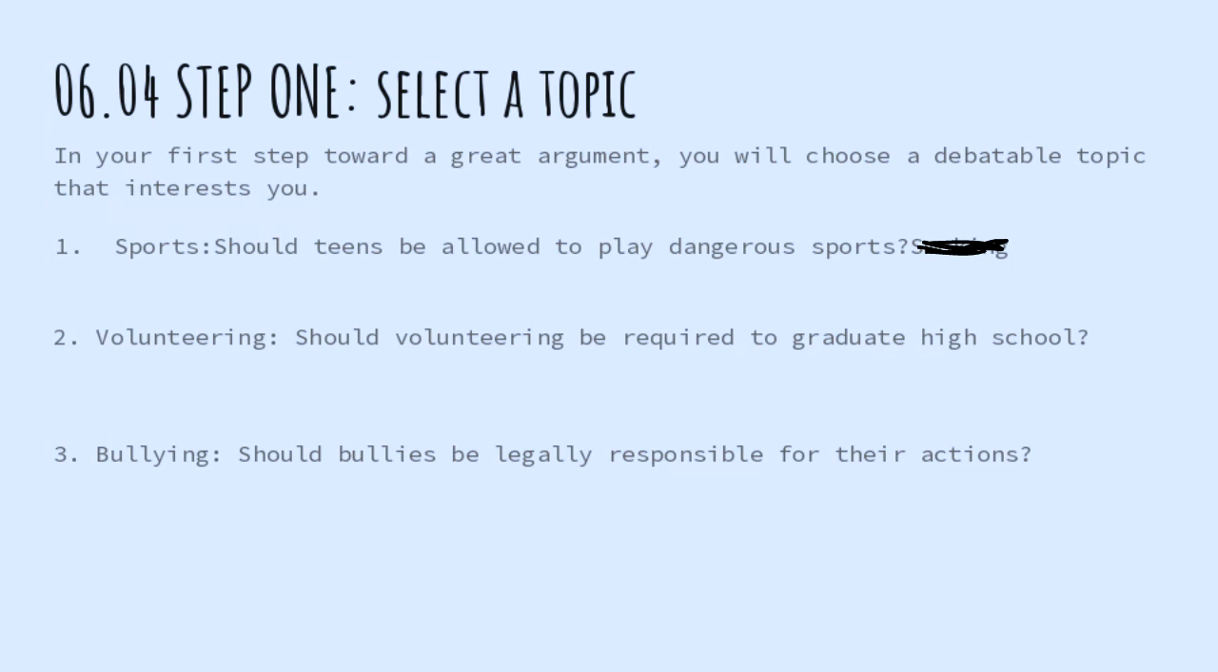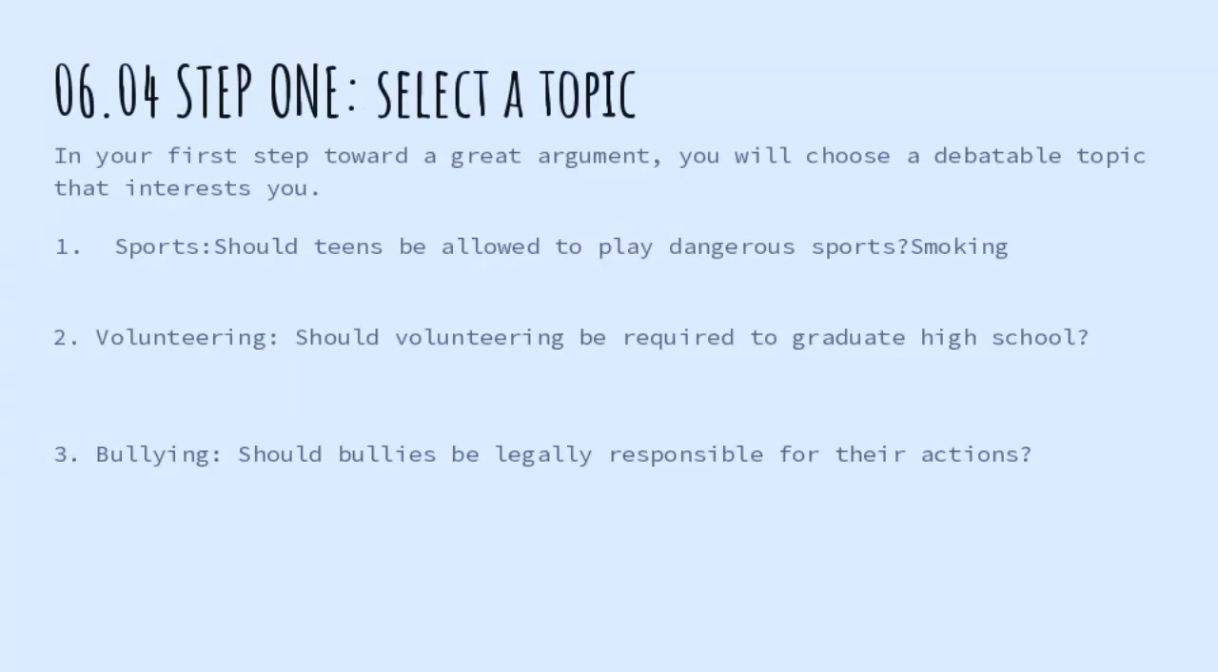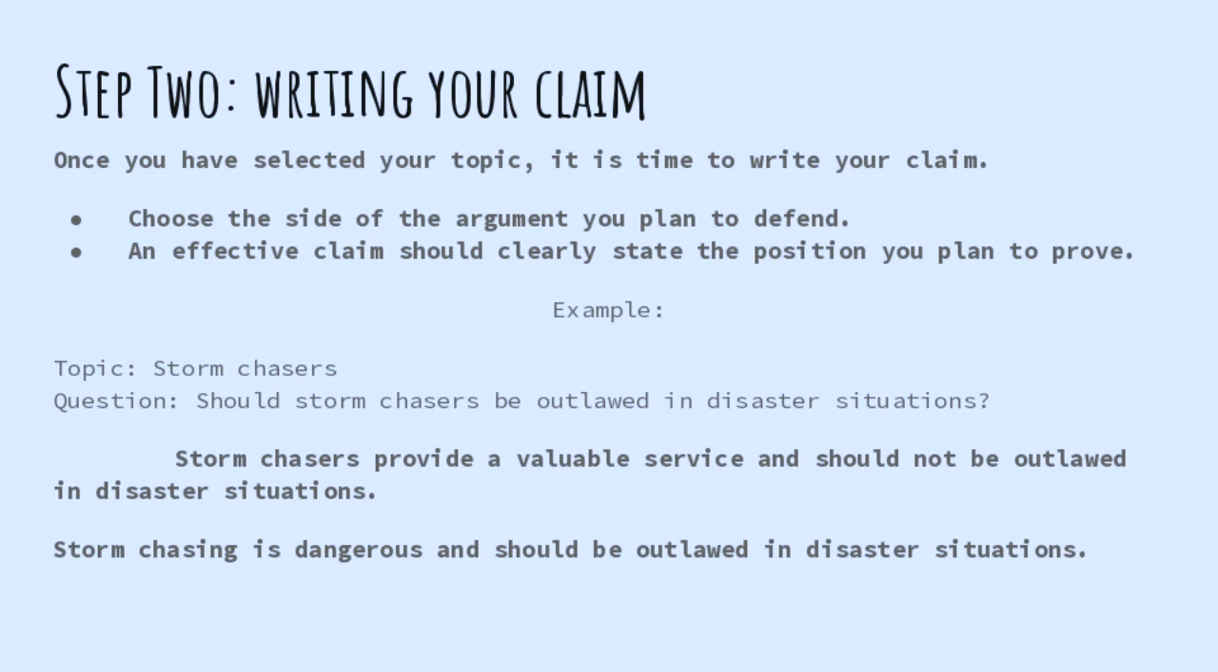Everybody's got their topic. Now, on this one, you are going to be doing your own research for it. So let's look at step 2. Once you have selected your topic, you need to write your claim. And the first thing you need to do is choose a side of the argument you plan to defend. Okay, so if you were doing, let's say you were doing sports, should teens be allowed to play dangerous sports? Okay, you would choose one side, like yes, teens should be allowed to play dangerous sports. And then an effective claim should clearly state the position you plan to prove.